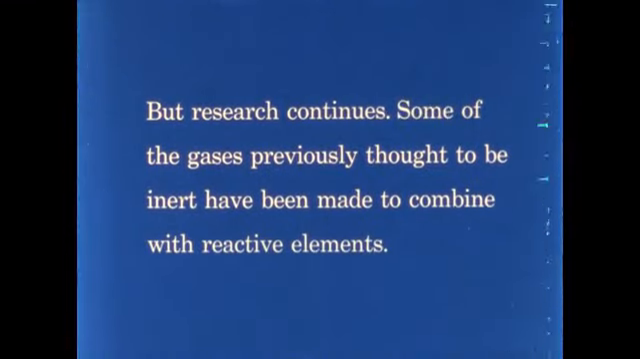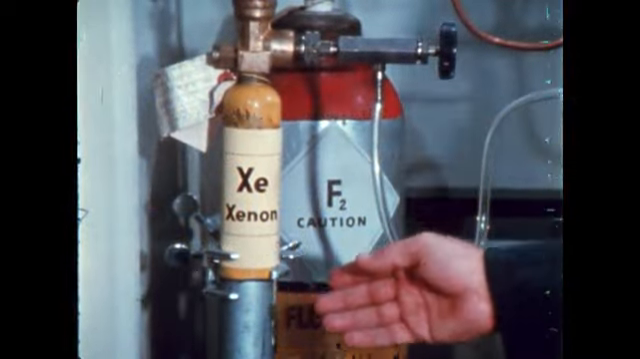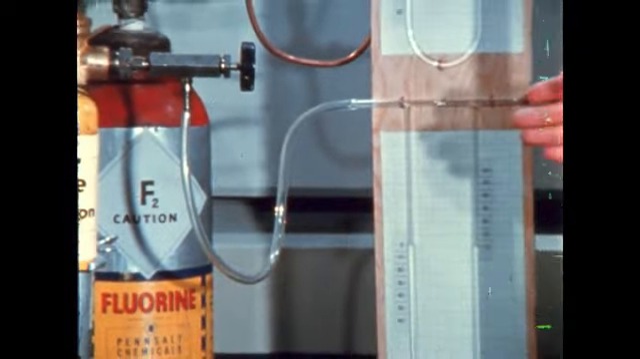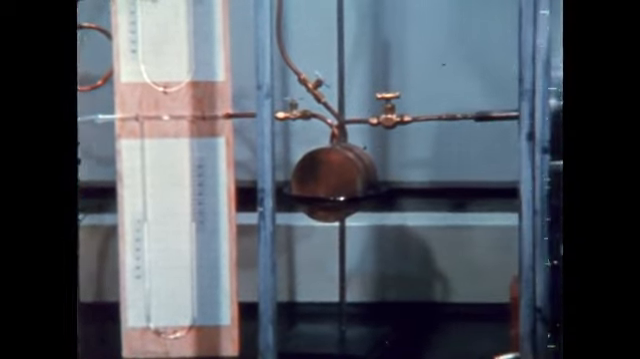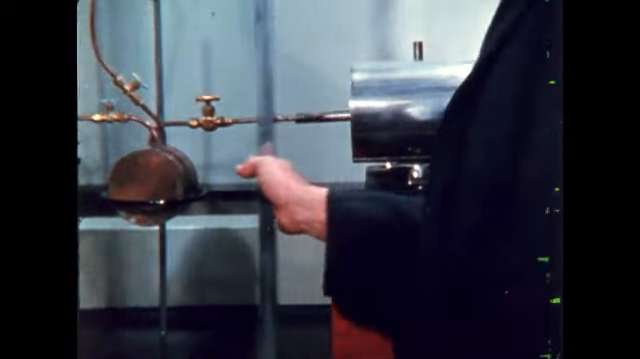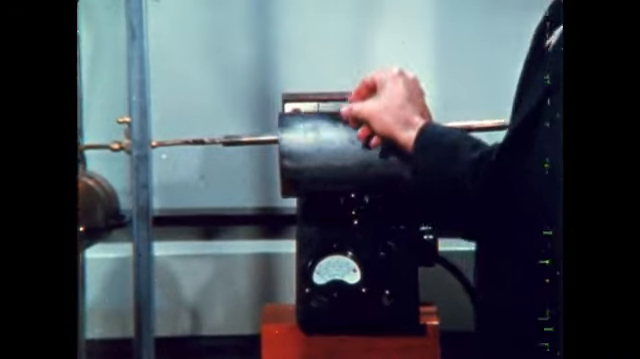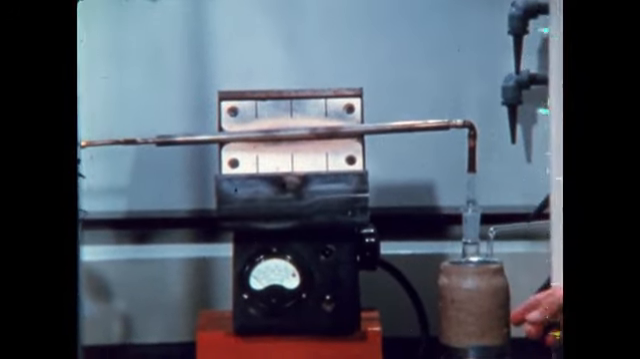But research continues. Some of the gases previously thought to be inert have been made to combine with reactive elements. Xenon and fluorine were being passed through equipment such as this, even as the preceding film was being completed. The gases mix, then pass through a nickel tube heated to 400 degrees centigrade. The product collects in this cold trap. A white compound is formed.